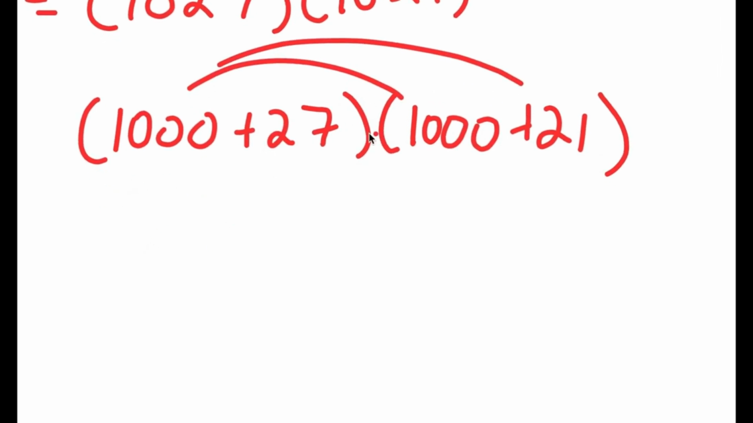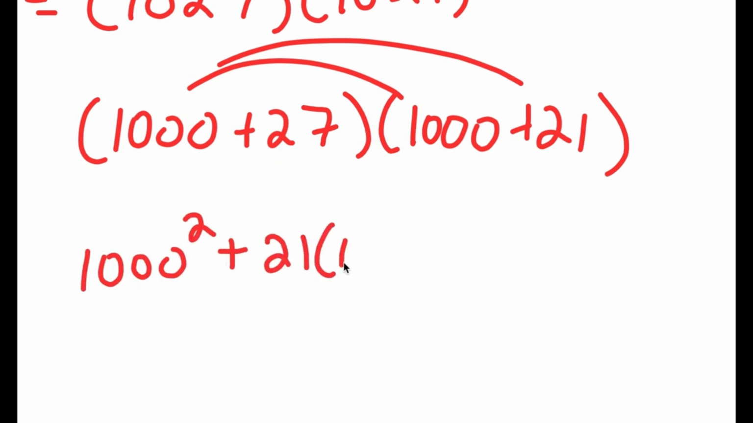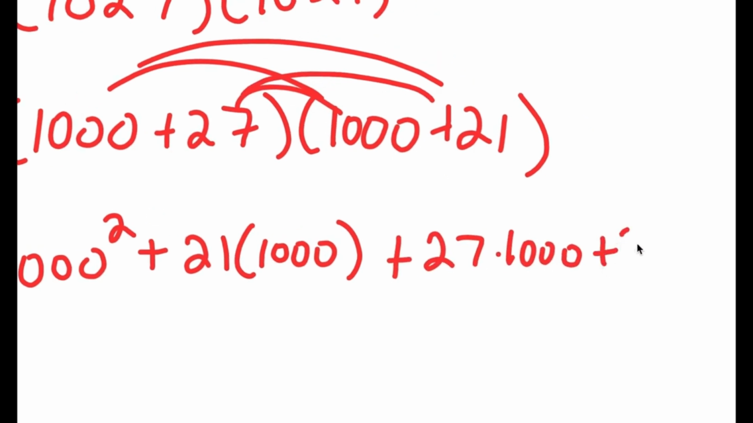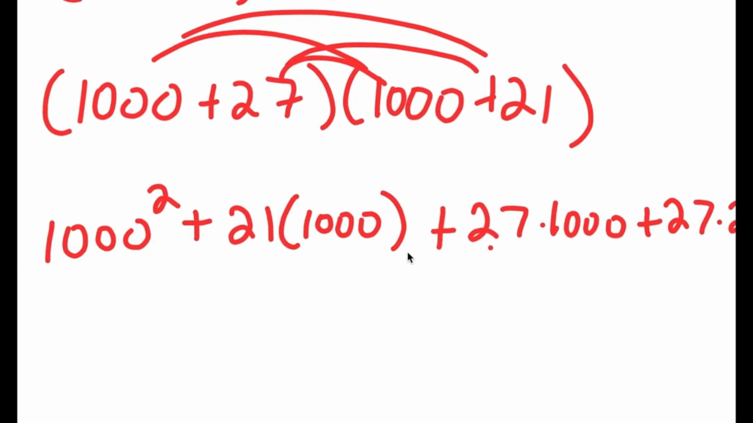So 1000 times 1000 is 1000 squared plus 21 times 1000 plus, now I'm going to distribute the 27. So I get 27 times 1000 plus 27 times 21.